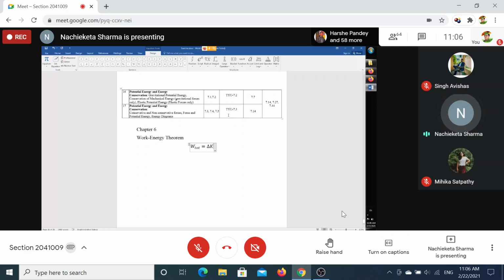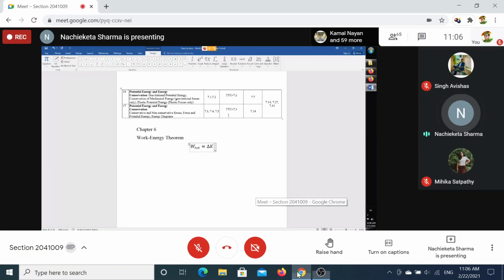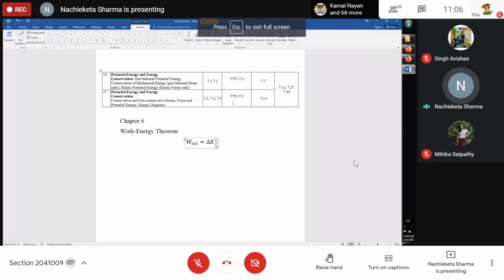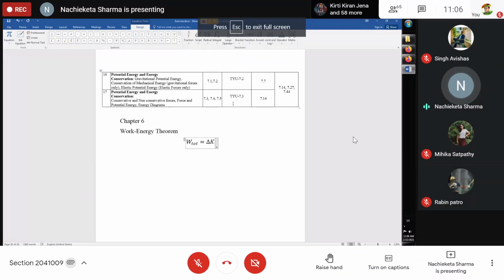So how many forces will be there? If each force does work, and if you add all the work done by all the forces, you will get the total work done. And to calculate that total work done, just look at the changes in the kinetic energy, and that will give you an idea of how much work is done by all the forces. So that is the work energy theorem.